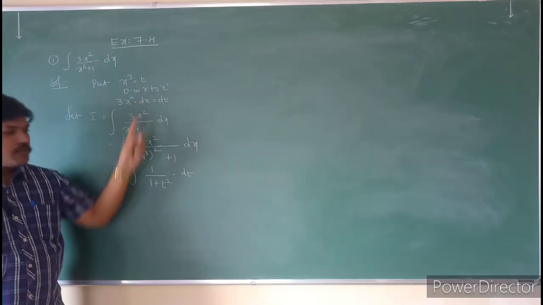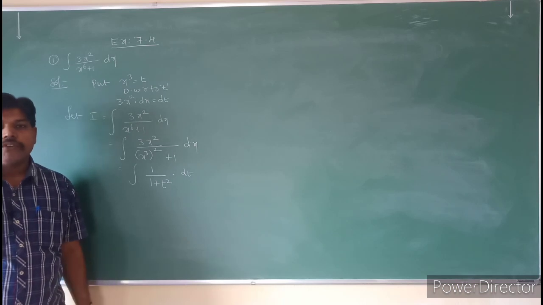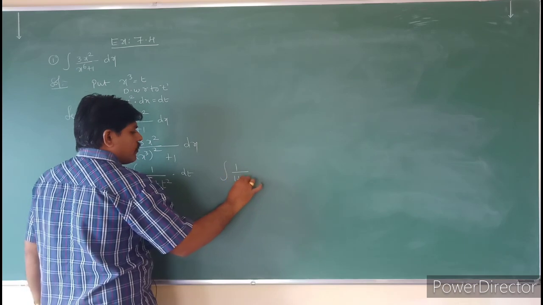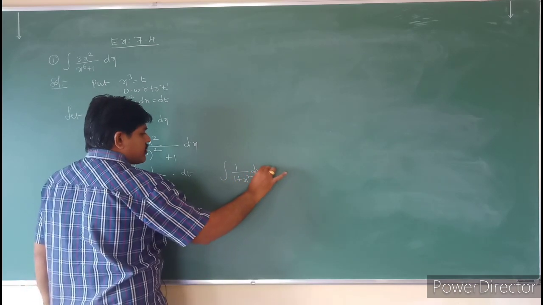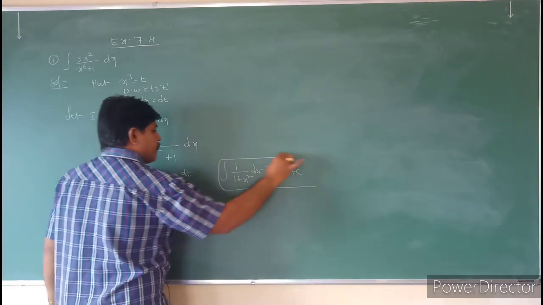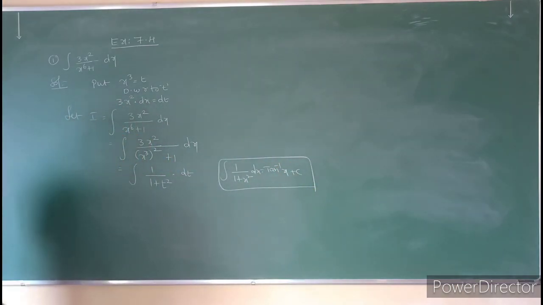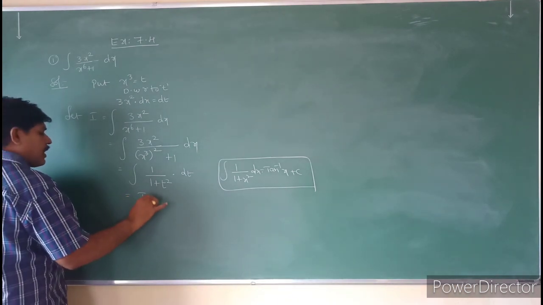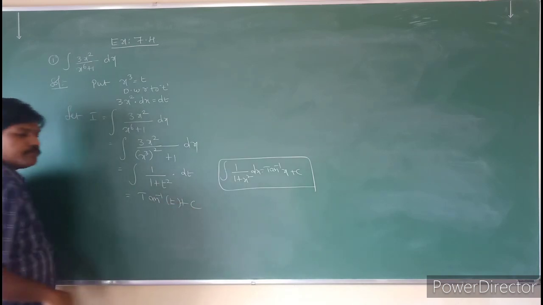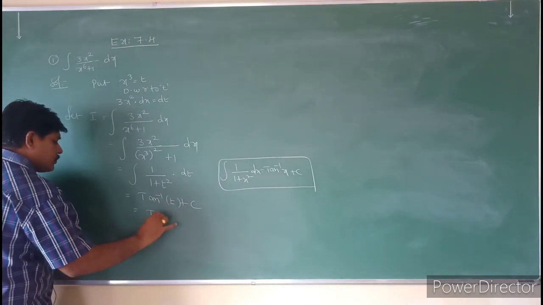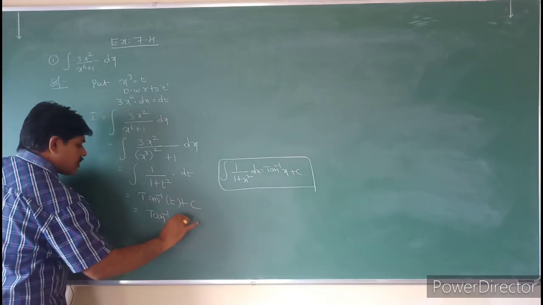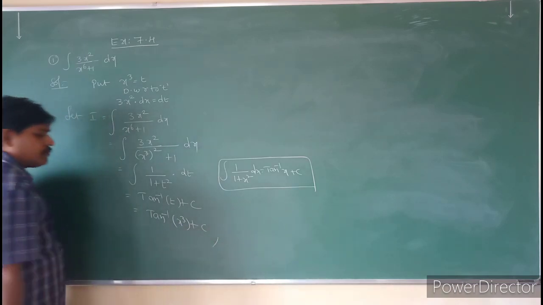X cube is t. So the problem is converted into the form of integral of 1 by 1 plus t square. So already you know that, integral of 1 by 1 plus x square into dx is nothing but tan inverse x plus c. So the problem will become tan inverse t plus c. That is equal to tan inverse of, what is the t value? The t value is nothing but x cube. So that is tan inverse x cube plus c.